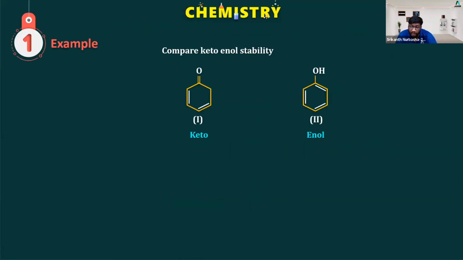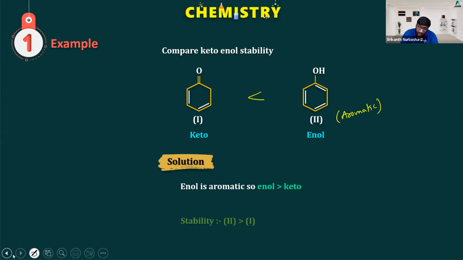Compare keto and enol stability, 1 and 2, whether keto is stable or enol is stable. This is your C double bond O of the keto form. This is your C double bond COH, the enol form. Which is more stable among 1 and 2? Enol, because the enol form is aromatic in nature. Keto is non-aromatic, so 2 should be greater than 1. Enol is aromatic, so enol should be greater when compared to keto.